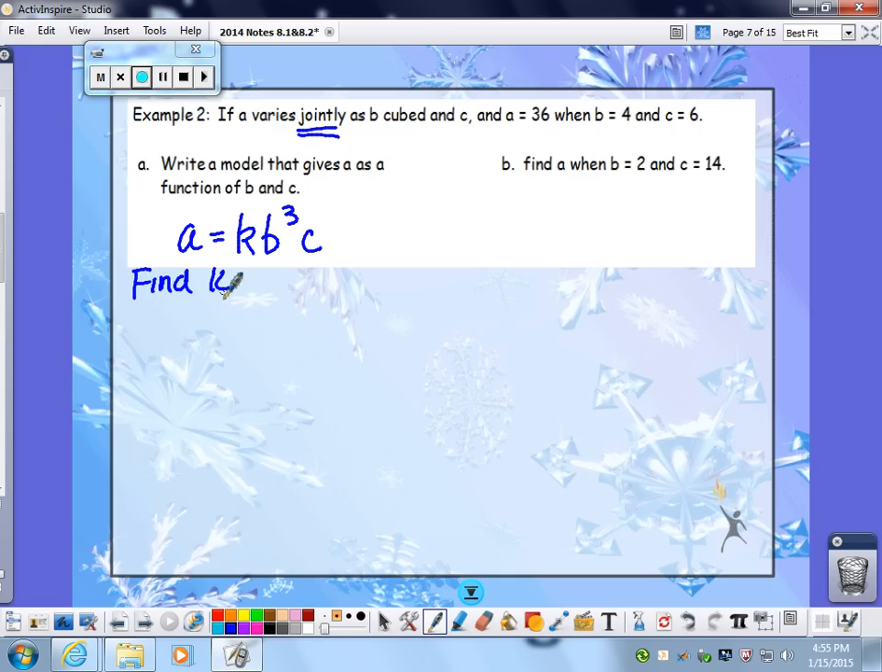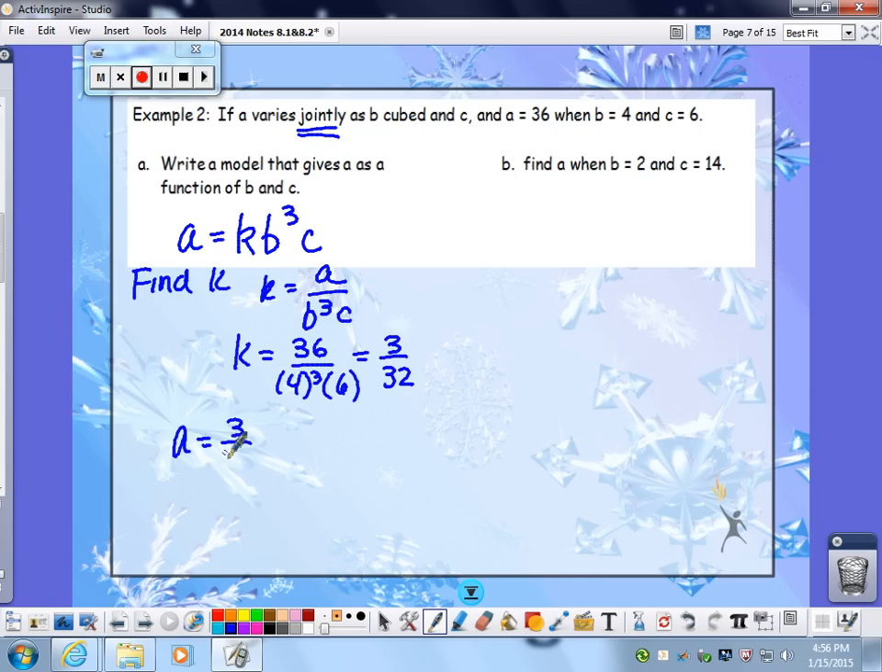All right, let's plug in what they tell us. They have to tell us enough information. I'm going to solve this for K. So that means K is equal to A over B cubed C. And plug and chug until I find K. So K is equal to 36 over 4 cubed times 6, which gives me, get your calculators again, 3 over 32. Let's leave it as a fraction because we don't want to round it to a decimal. So our model is A is equal to 3 over 32 B cubed C. That's your model, so now you've answered part A.